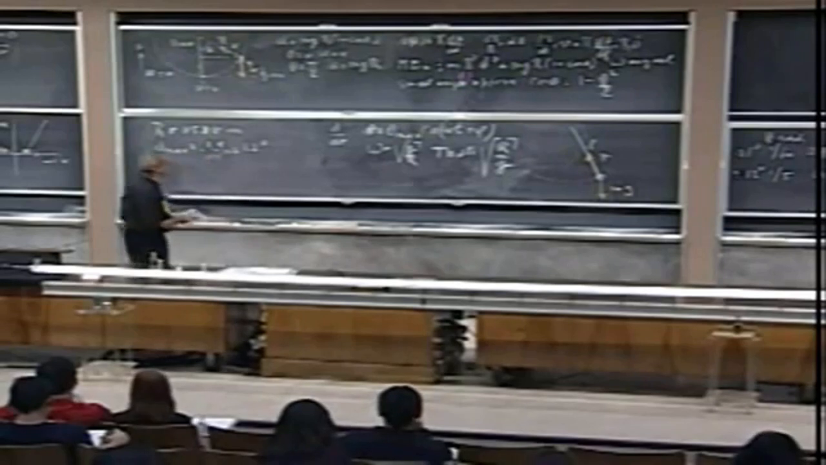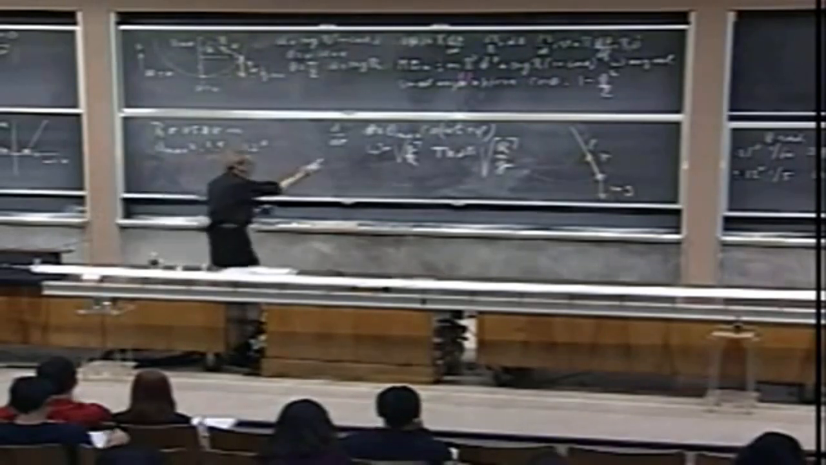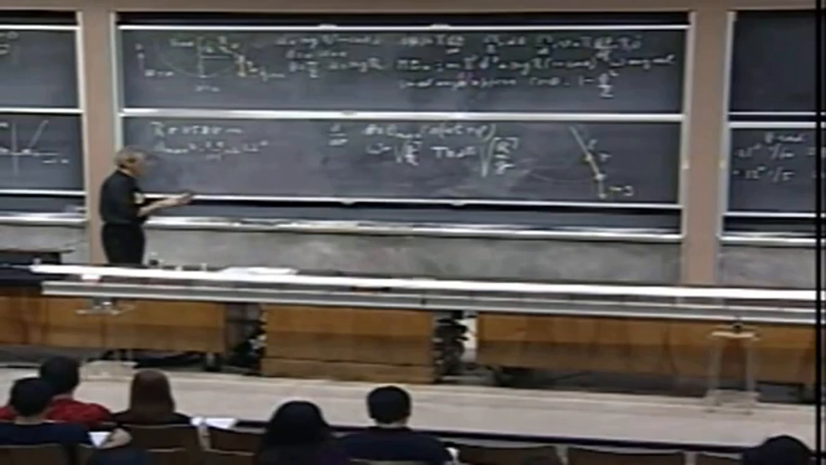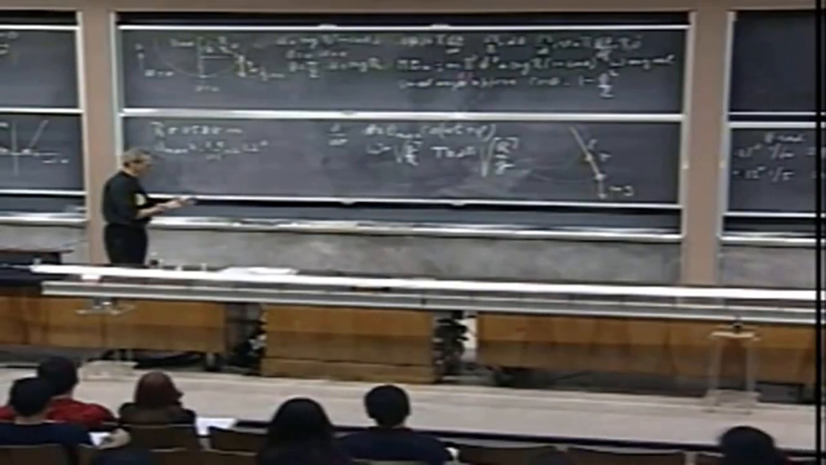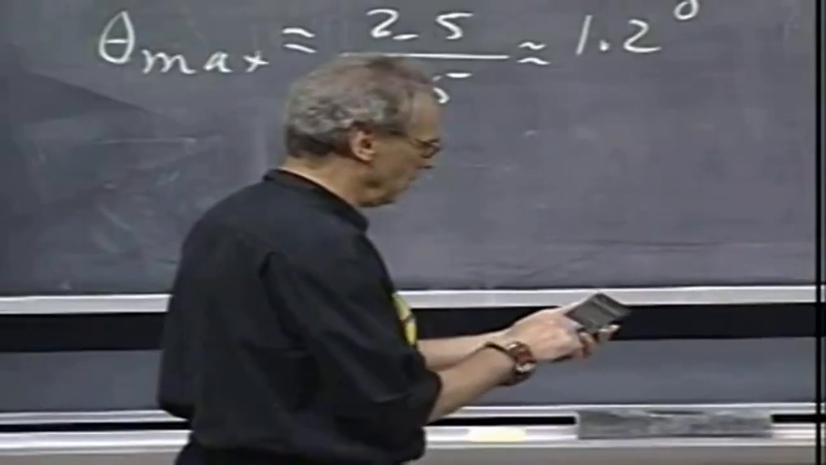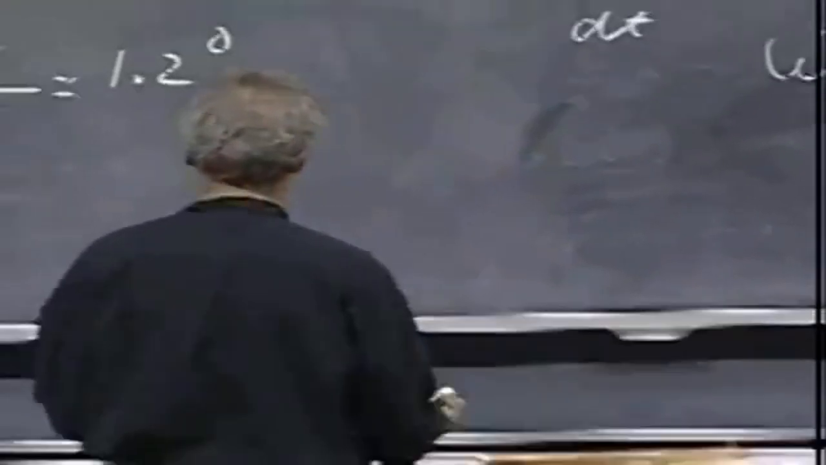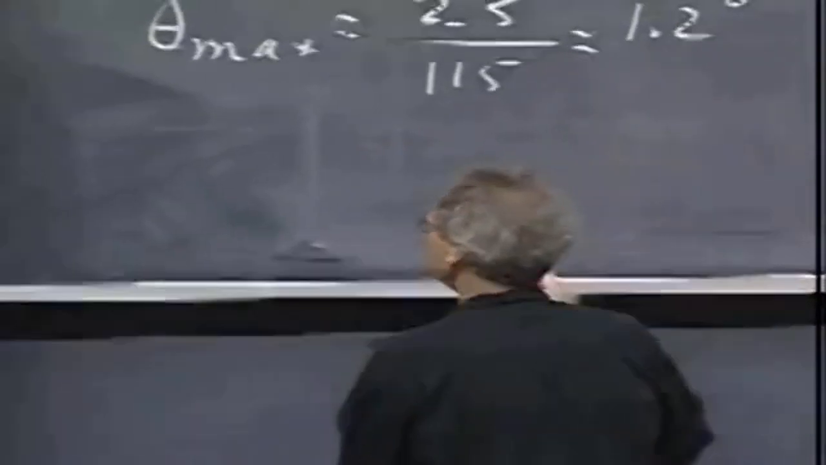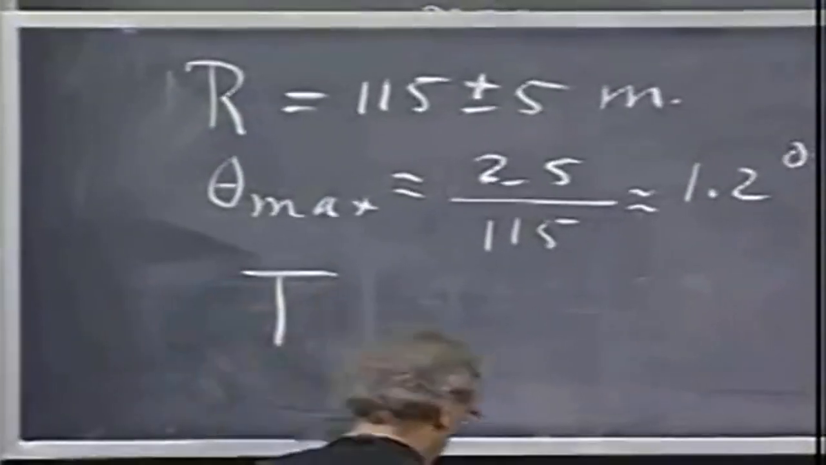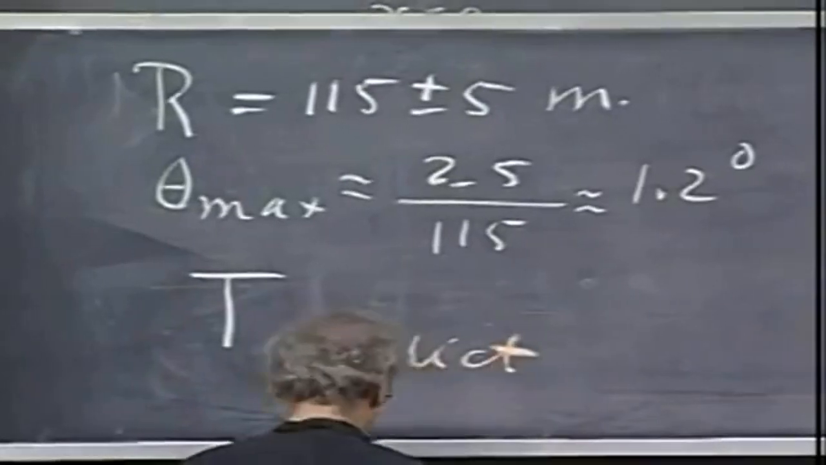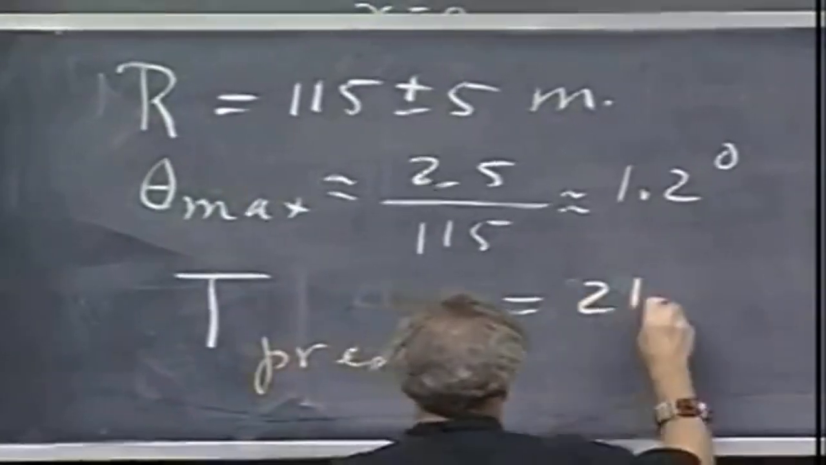And I'm going to do that. I take 2 pi times the square root of r over g, and r is 115. I divide it by g. I take the square root, I multiply by 2, I multiply by pi, and I get 21.5. T, and this is a prediction, equals 21.5.